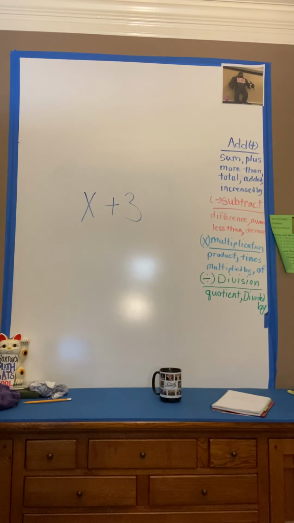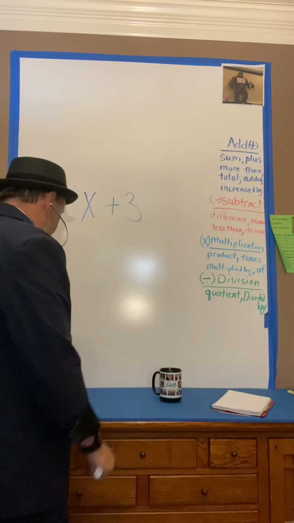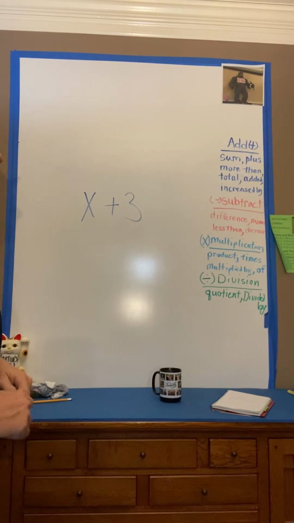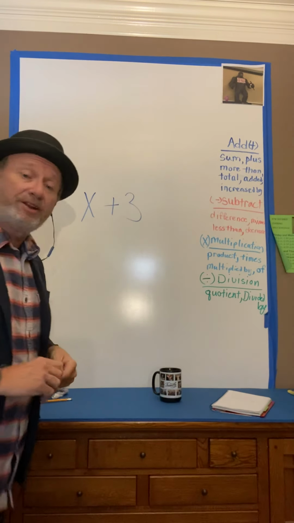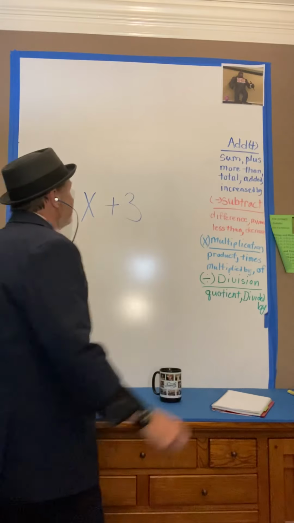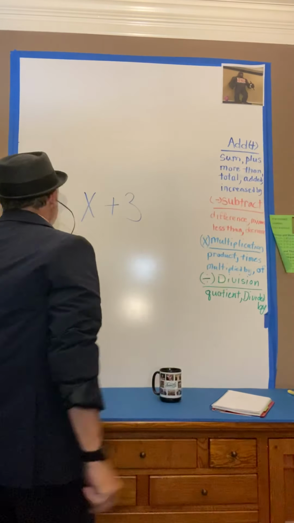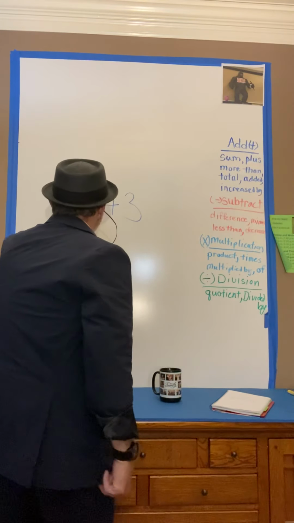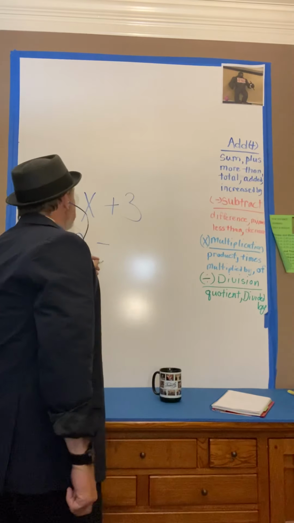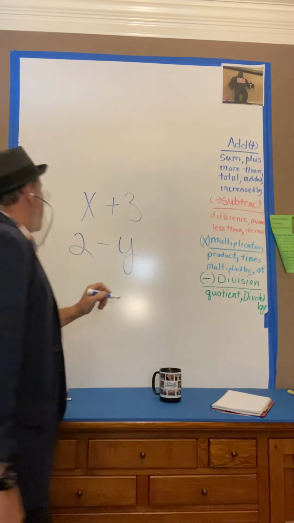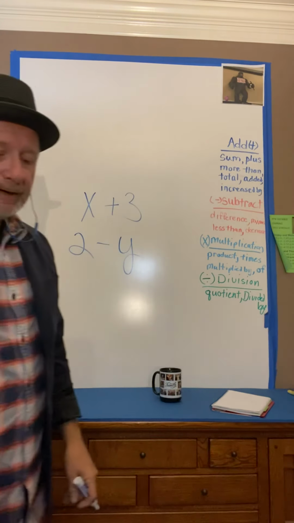Okay? The sum of a number x and 3 would be x plus 3. What if I said the difference of 2 and a number y? The difference means subtract, of 2 and a number y, so 2 minus y, okay?